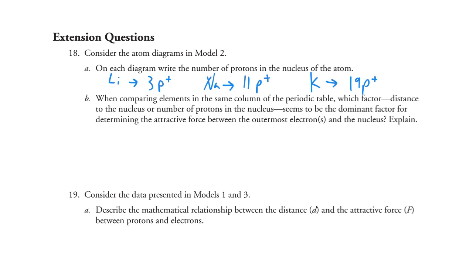When comparing elements in the same column of the periodic table, which factor, distance of the nucleus or number of protons in the nucleus, seems to be the dominant factor for determining the attractive force? It is the distance. And one way we can tell that is from part A here. We have more protons in potassium than lithium, but the diagram shows us that potassium has a weaker force. So clearly the greater number of protons isn't overcoming that greater distance. So distance is the dominant force.